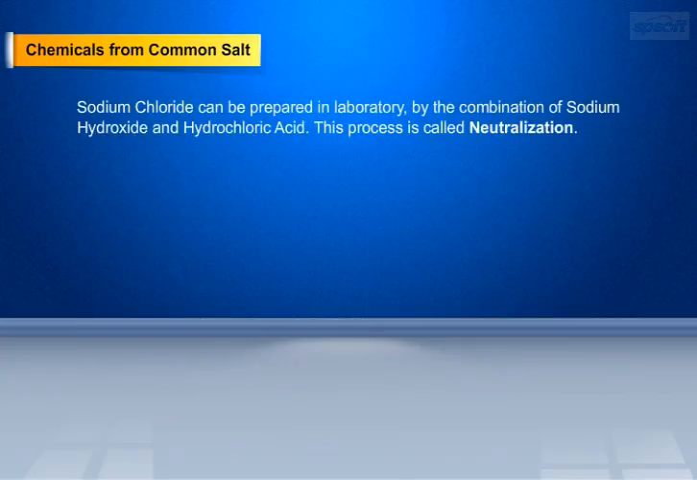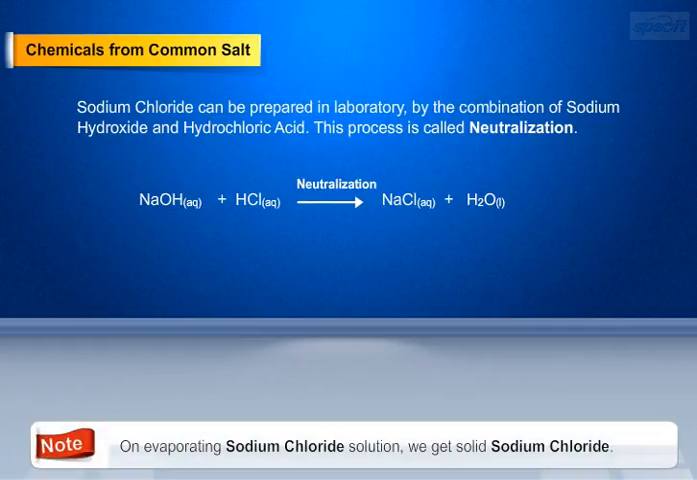Sodium chloride can be prepared in the laboratory by the combination of sodium hydroxide and hydrochloric acid. This process is called neutralization. The chemical equation is NaOH plus HCl. On neutralization, it gives NaCl plus H2O. Please note that, on evaporating sodium chloride solution, we get solid sodium chloride.